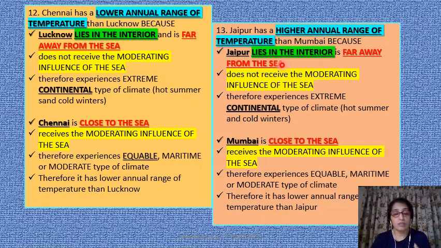It is far away from the sea. It does not receive the moderating influence of the sea. Therefore, it experiences extreme continental type of climate, hot summer and cold winter. So it has a high annual range of temperature.